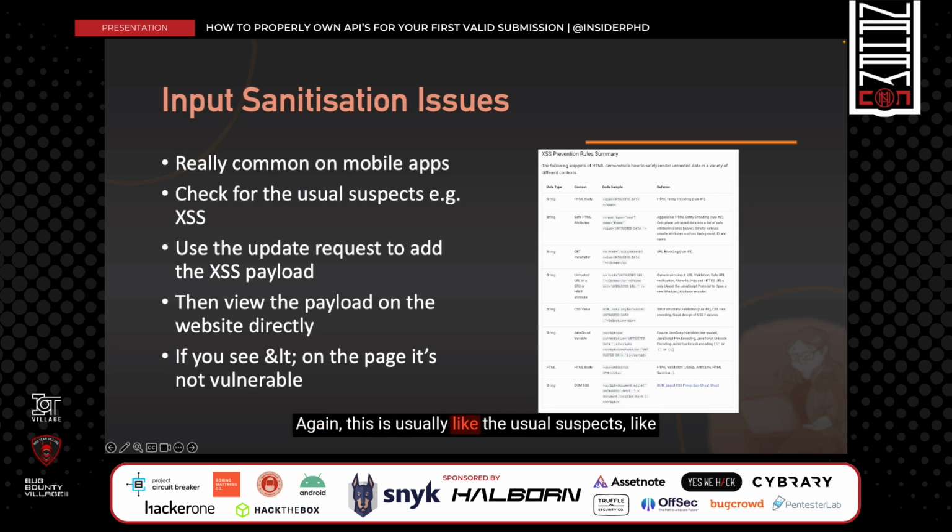Again, this is usually the usual suspects like cross-site scripting. Even very simple XSS payloads tend to be quite common in APIs. Now, the way you know it's not vulnerable is if you see the HTML entity codes, the less than, greater than. If you see that, it's not vulnerable because the website isn't actually rendering that. So it doesn't matter what you put into the API. If it's not being rendered as JavaScript, it just won't work.